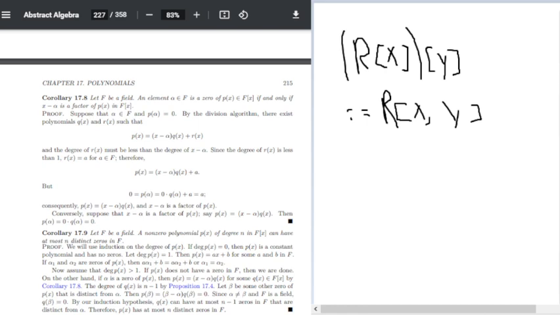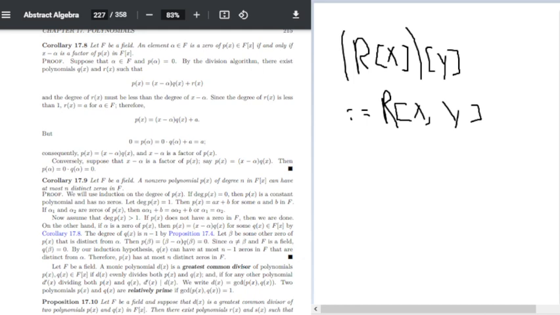Conversely, suppose that x minus alpha is a factor of p(x). Say p(x) equals (x minus alpha) q(x). And then p(alpha) is equal to 0 times q(alpha), which is equal to 0.